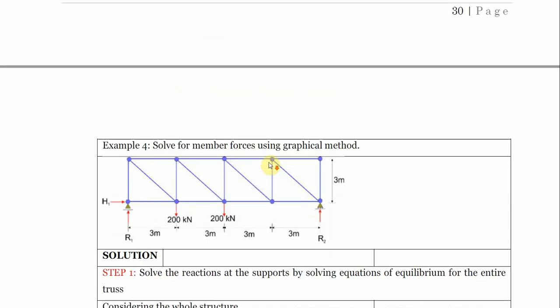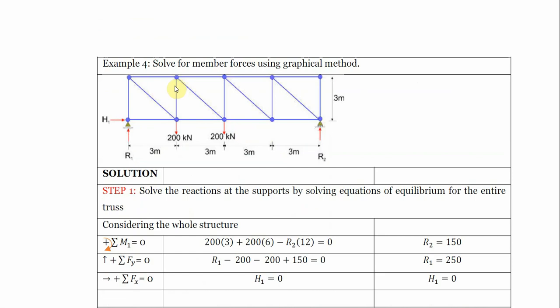Now let us look at this particular example. Supposing we have this truss, we need to use the graphical method to solve it. The first thing, step one, is to solve for the reaction at the support by solving equation of equilibrium for the entire truss. How do we go about that? We have 200 kilonewtons coming down, 200 kilonewtons coming down, and we have this force. So to solve that, we just take moment about this point to get this reaction.